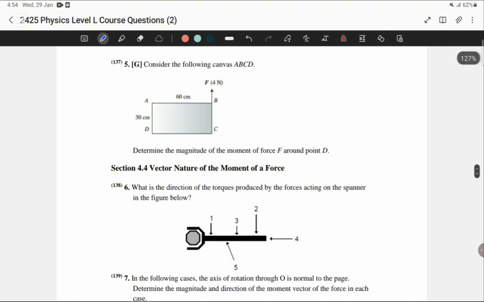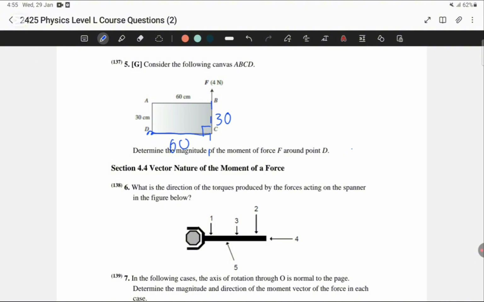Okay, they want to determine the magnitude of the moment of force F around D. So this is the axis of rotation. Immediately we can say that this is perpendicular, because the force is going to span out like this. It's perpendicular to D by 30 centimeters, because this is going to be 30 and this is going to be 60. If they don't give you a unit, don't assume it is newton centimeters. Always assume it's newton meters if they don't say otherwise.